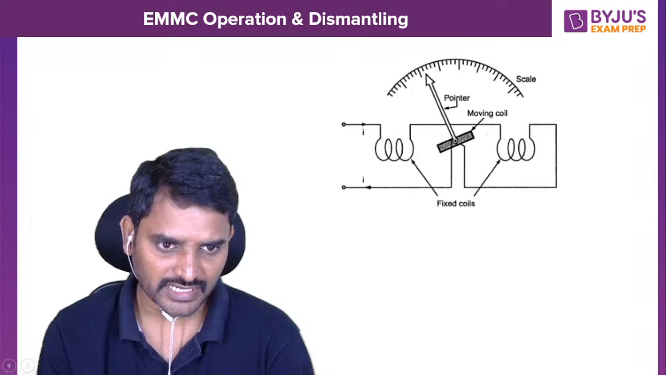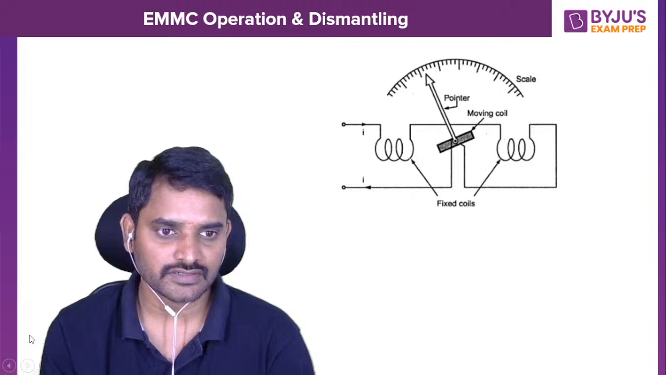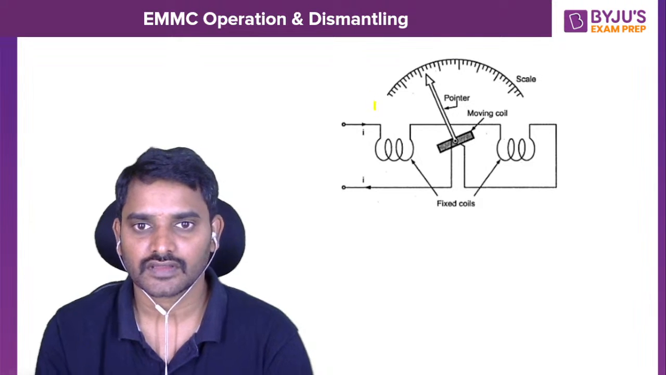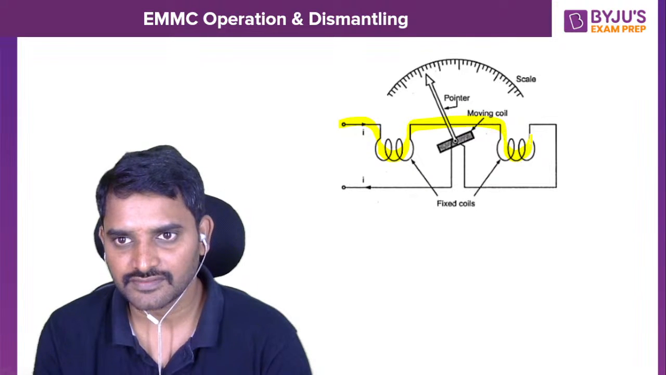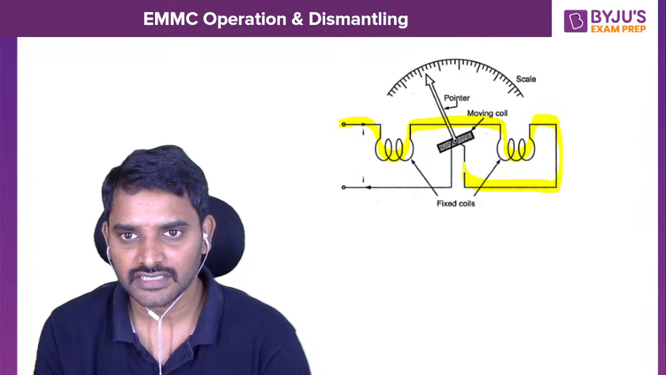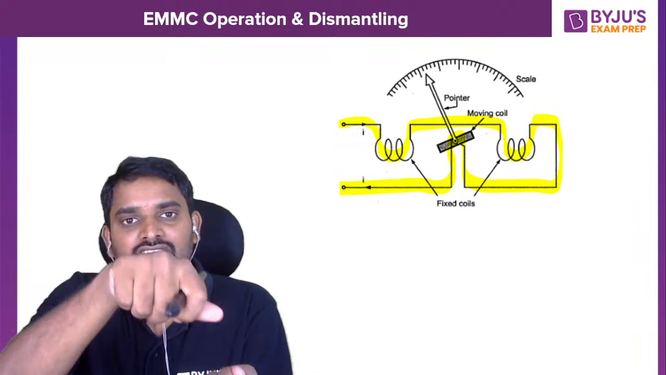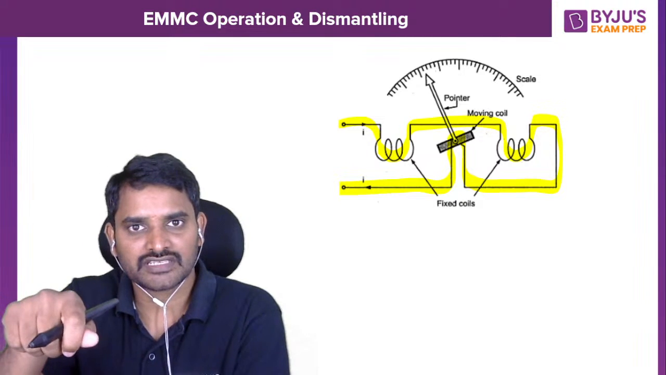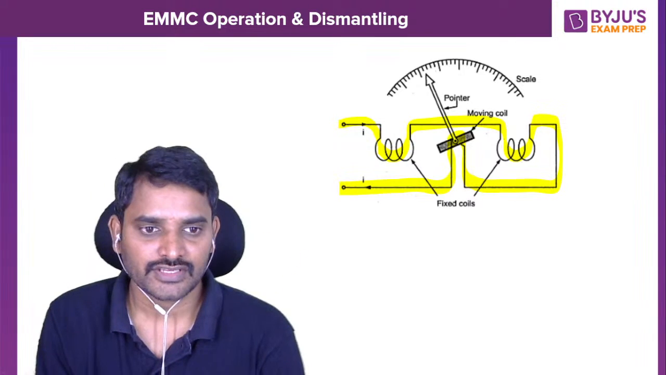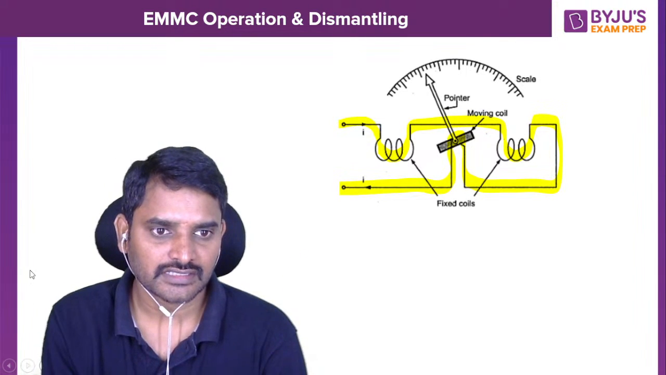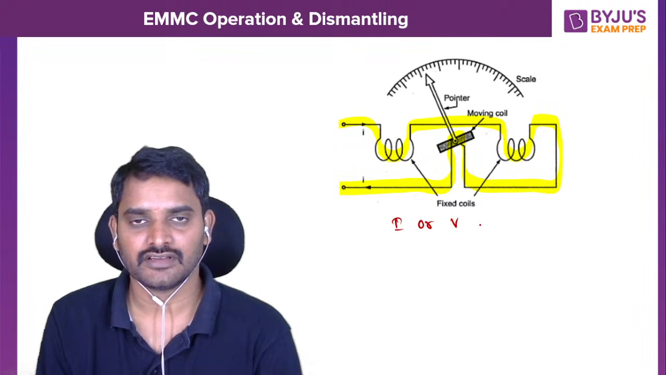Now see, that is the connection I have shown in the last slide. Try to observe. This fixed coil, half of the fixed coil is connected with another half of the fixed coil in series, and then later the moving coil is connected in series like this. Now you take this combination and connect across any element, that will give you voltage. You take this combination and connect in series with any element, so that will give you the current. So this will give you current or voltage measurement.